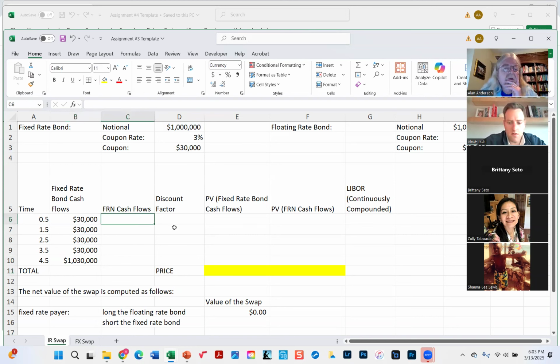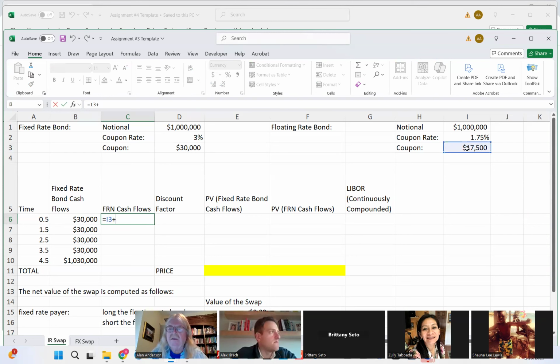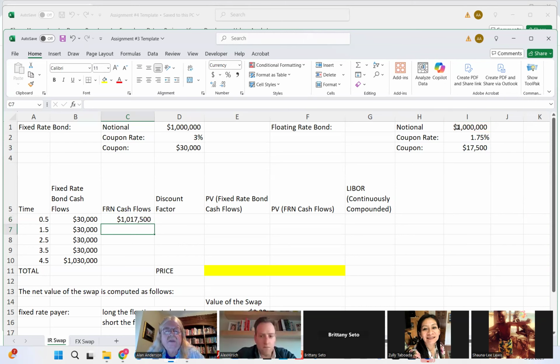Now, the floating rate, you only know what one cash flow is at this point in time. You only know what's coming next. So you're going to put in the coupon, but you're also going to add to it the notional. Now, it's not that you're getting your money back in 1 year, but on that date, because the coupon's been reset to match the current level of LIBOR, it means that the bond itself will have a market price equal to the notional value on that date only.